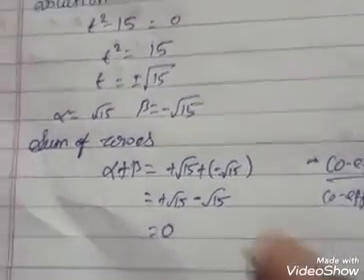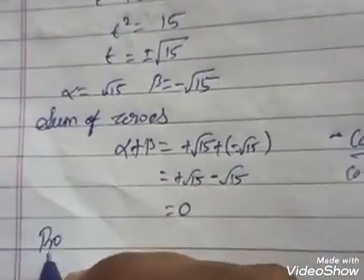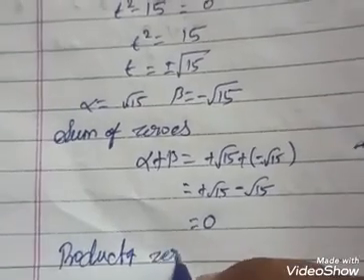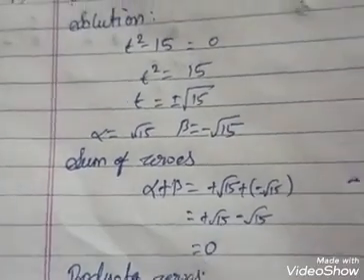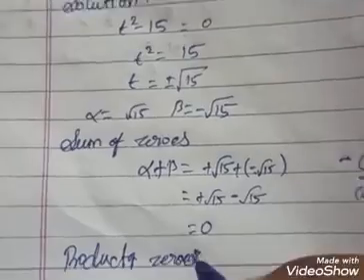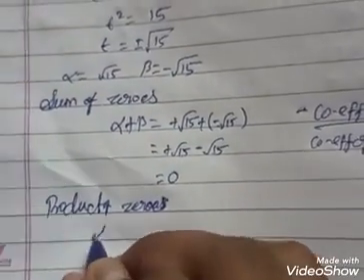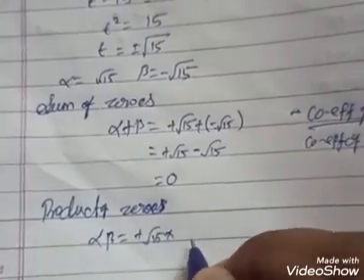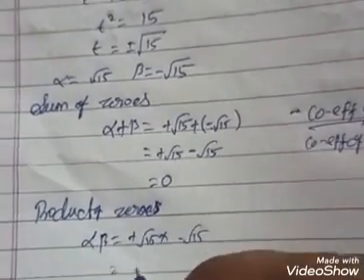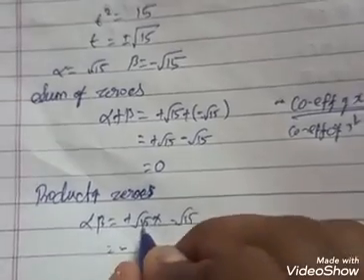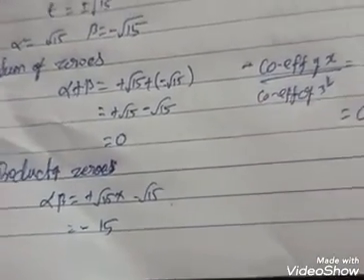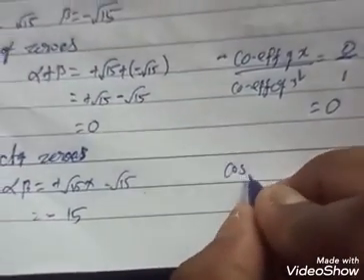Next we find out product of zeros. So product of zeros means alpha beta which is equal to plus root 15 into minus root 15. So plus into minus, minus root 15 into root 15 we get 15. So now we move on to constant term.